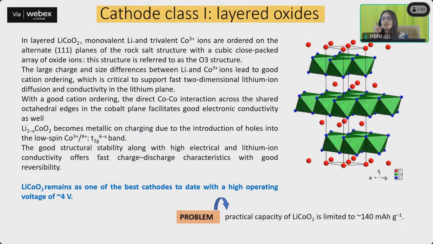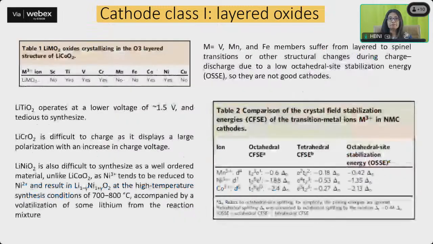But you will find that whenever you are using this particular material, the practical capacity gets limited to around 140 milliampere hours per gram. The reason is that if you take out the entire amount of lithium from this LiCoO2 while charging, then the structure crumbles. The structure is able to hold itself when you take out around 67% of the lithium from this LCO. So that is why the practical capacity of this material is limited to around 140 milliampere hours per gram.